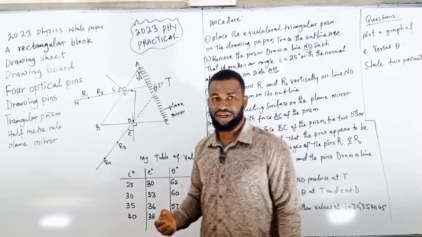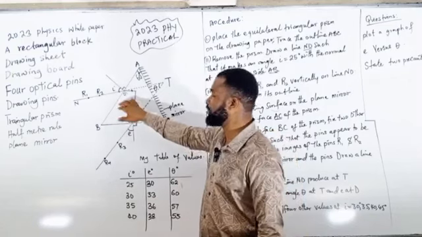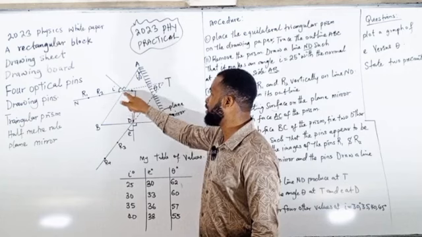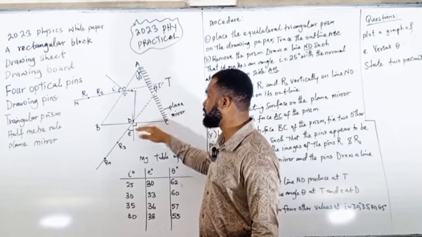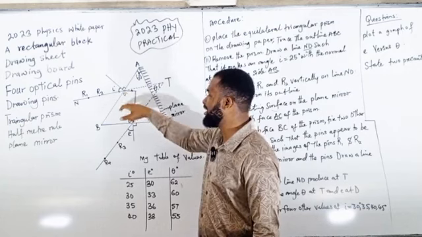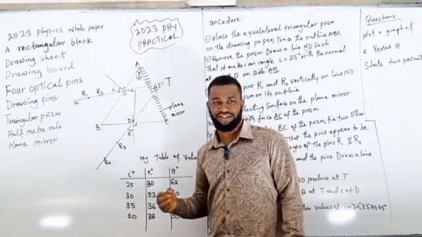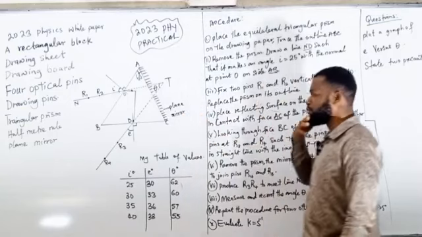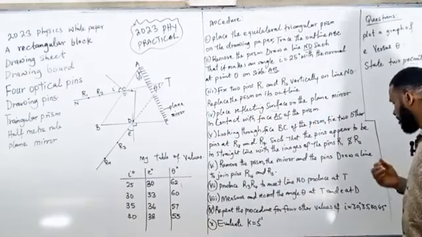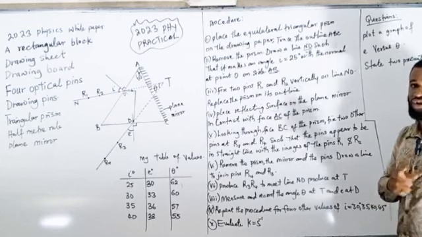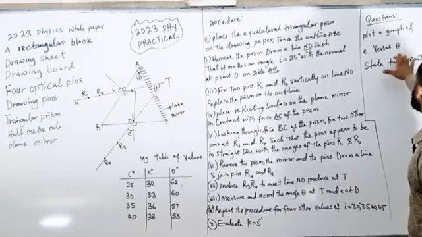Now, what is critical angle? Critical angle is the angle formed at the incident when the refracted angle is equal to 90 degrees, when light is passing from a more dense medium to a less dense medium. So these are what we are going to be doing in this experiment. But before we go, we have to answer this question.